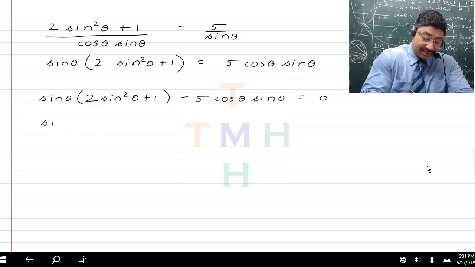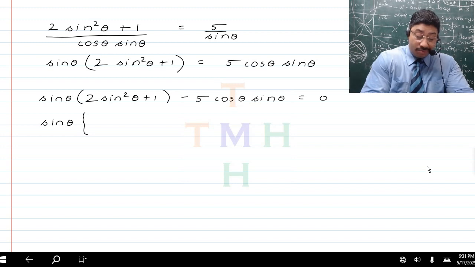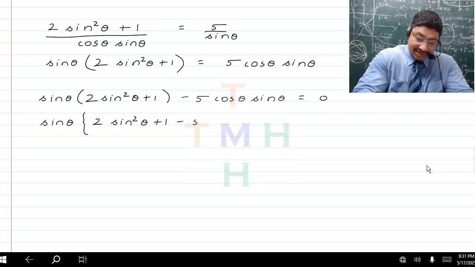So you will take the sine theta common outside, and that is precisely the reason why I did not multiply the sine theta within, because I was able to see that in the next step sine theta can be taken common outside. Now further here you'll be left with 2 sine square theta plus 1, from which is subtracted 5 cos theta, and this is equal to 0.